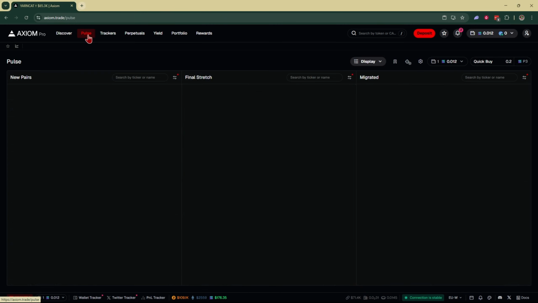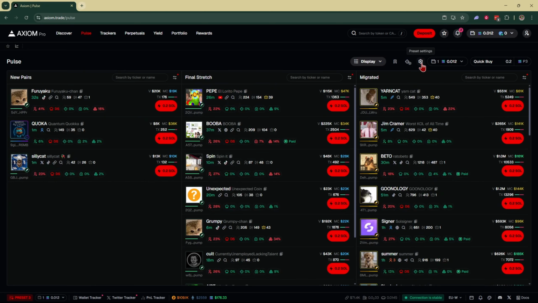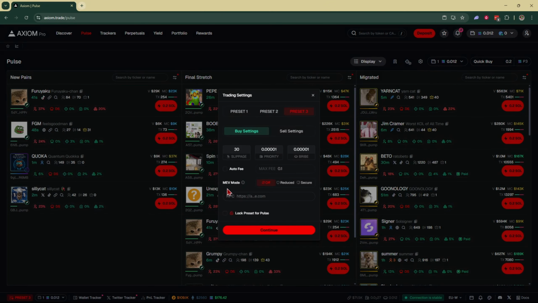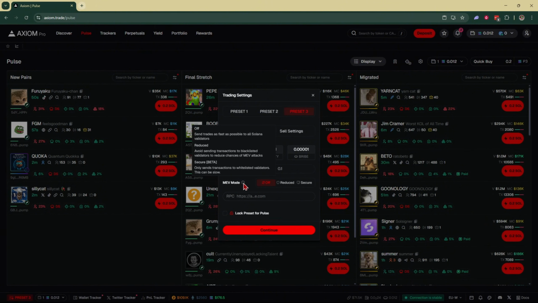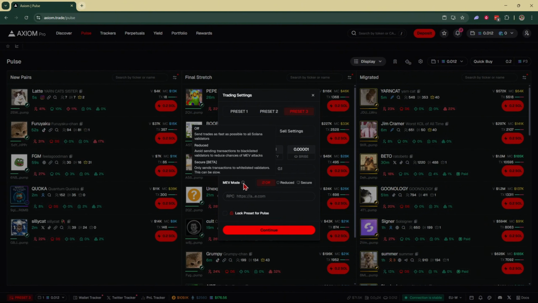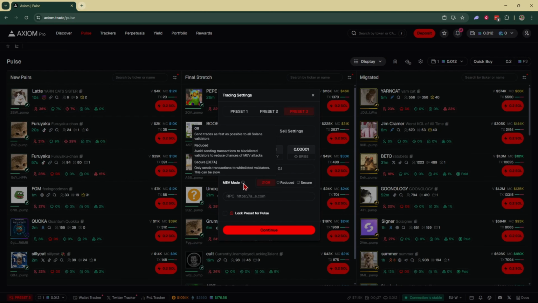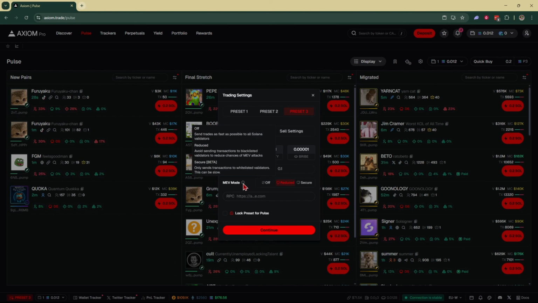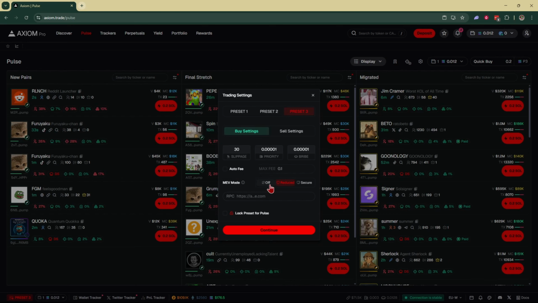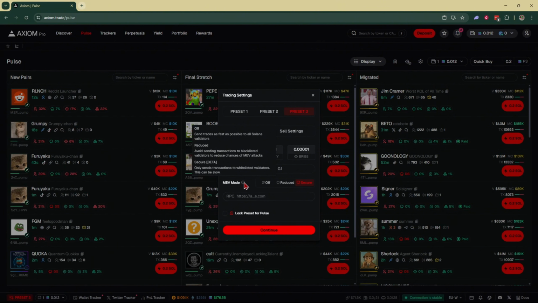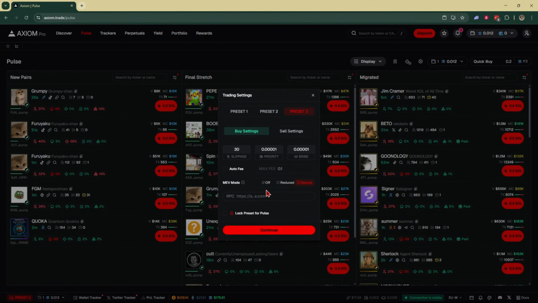So Axiom's solution to this problem is, if we go back to our trading settings, you can actually set your MEV mode to off, reduced, or secure. By having MEV protection off, it sends trades as fast as possible, but then you risk getting MEV'd. You can also have it on reduced, which will avoid sending transactions to blacklisted validators to reduce the chances of MEV attacks. Or you can have it on secure, and secure only sends transactions to whitelisted validators, but this could also slow down your trades, but you don't risk getting MEV'd.